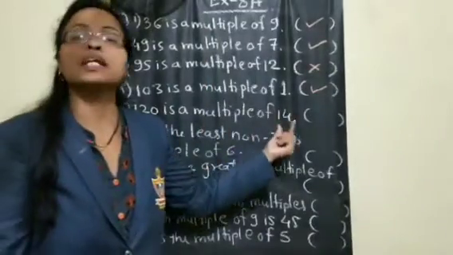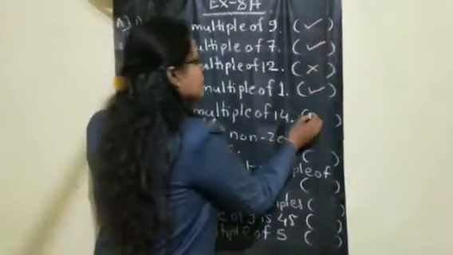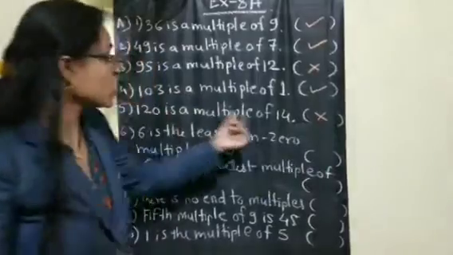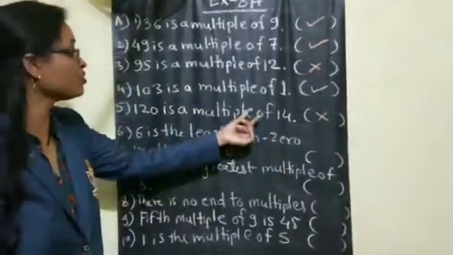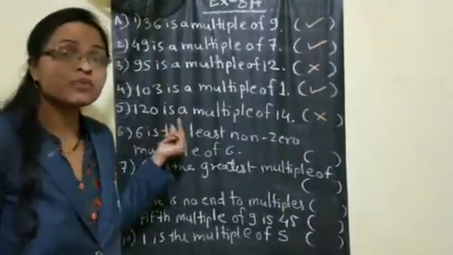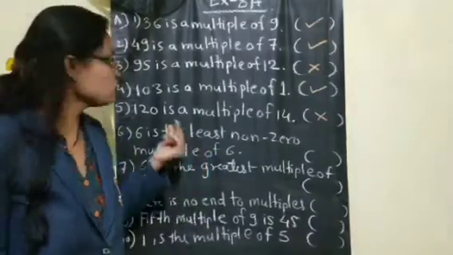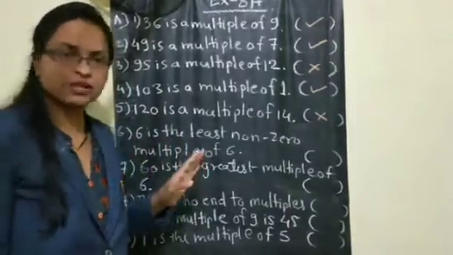120 is a multiple of 14. It is wrong. 120 is not a multiple of 14, because in the 14 table you people are not getting the 120 answer. So 120 is not a multiple of 14.